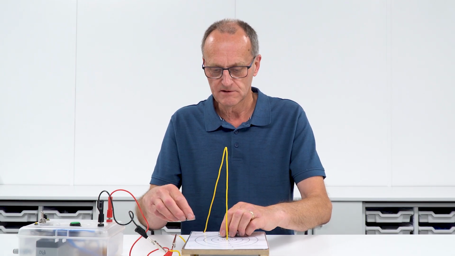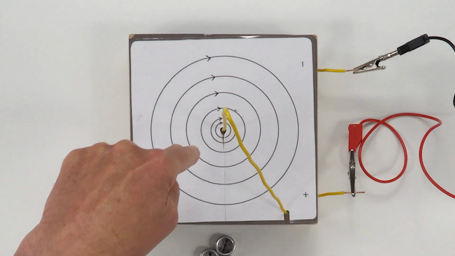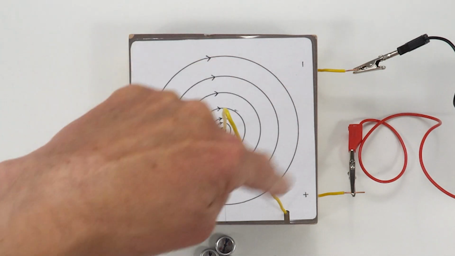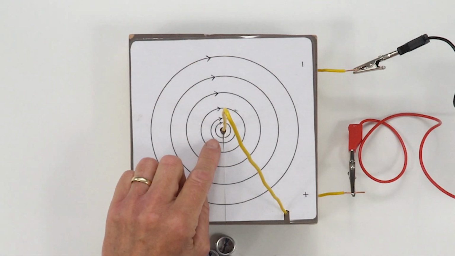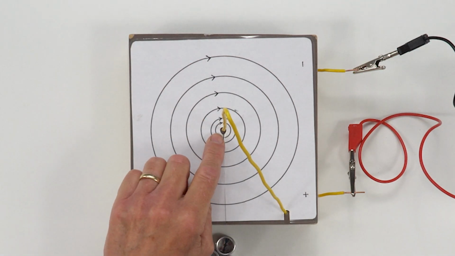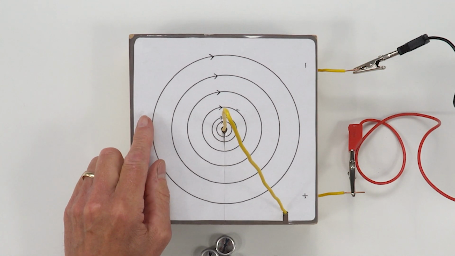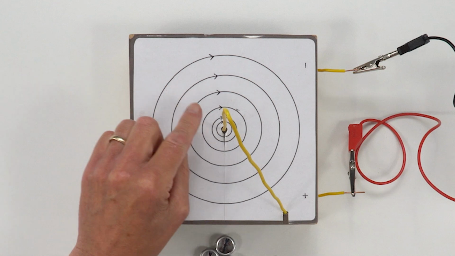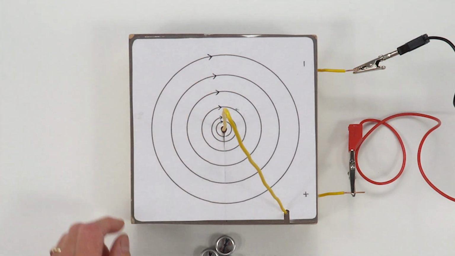My overlay here shows what the result of using many plotting compasses would tell you about the shape of the field. That the field lines this time are concentric circles centred on the wire going round and round. They're closer together nearer the wire because that's where the field is stronger, further apart at the outside where the field is weaker. And I've got arrows which show the direction of the field, clockwise when viewed from above.